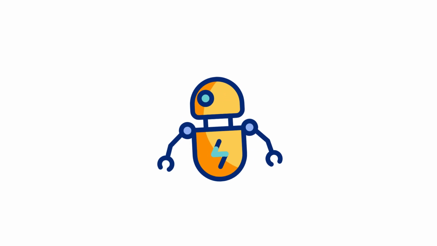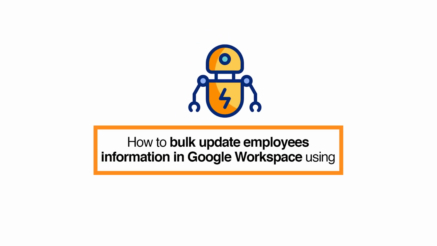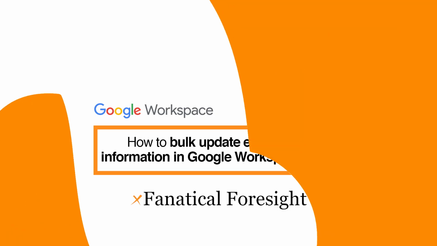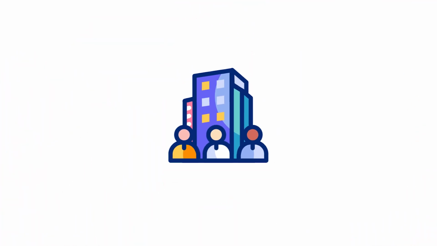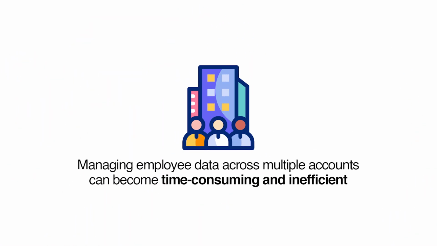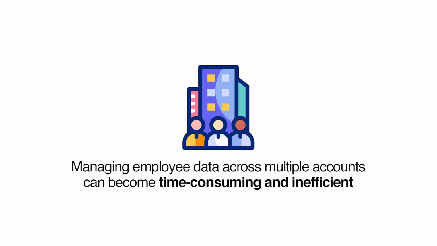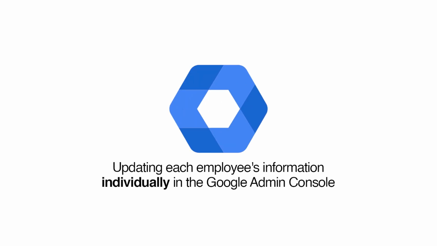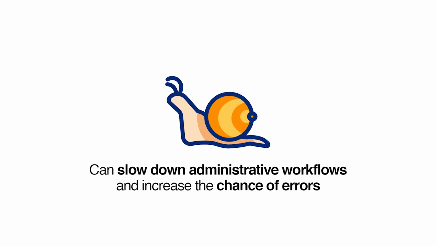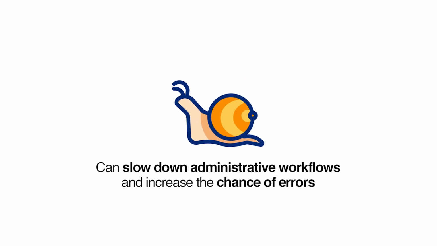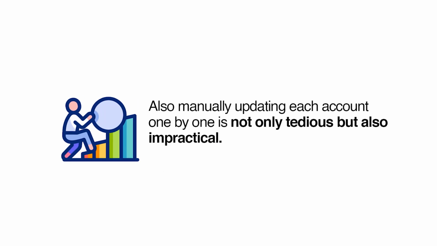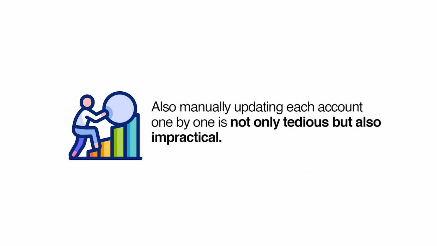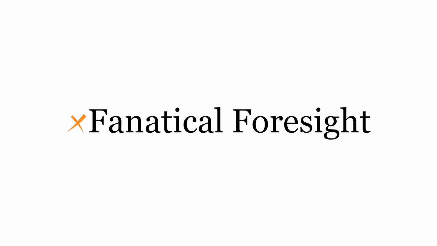Hi there, in this video, you will learn about how to bulk update employees' information in Google Workspace using xFanatical Foresight. As organizations grow, managing employee data across multiple accounts can become time-consuming and inefficient. Updating each employee's information individually in the Google Admin Console can slow down administrative workflows and increase the chance of errors. Also, manually updating each account one by one is not only tedious but also impractical. That's where xFanatical Foresight comes in.